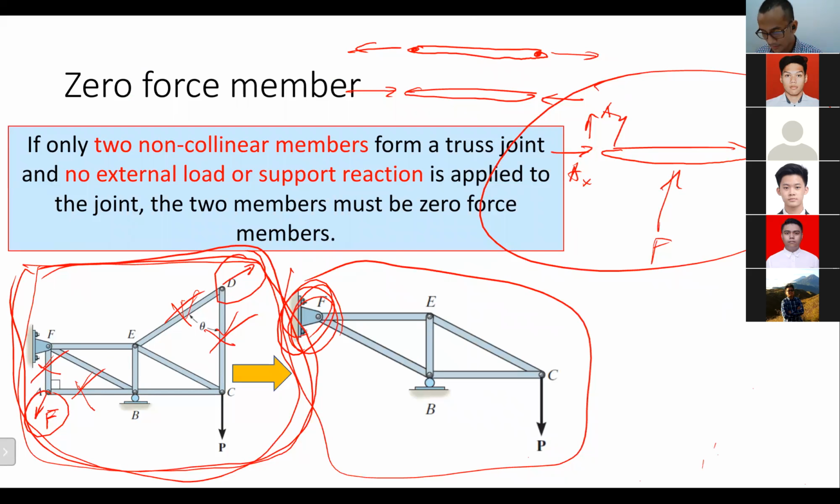FE and FB are not zero force members, because if it's a pin joint at F there will be external forces, right? There will be normal force, Fx and Fy, because of the pin joint there. The same applies to a roller joint like this. Even if only two members are joining at that joint, those two members will not be zero force, because the roller will give an external vertical force. Do you get it, Matthew? Yeah, I get it now.